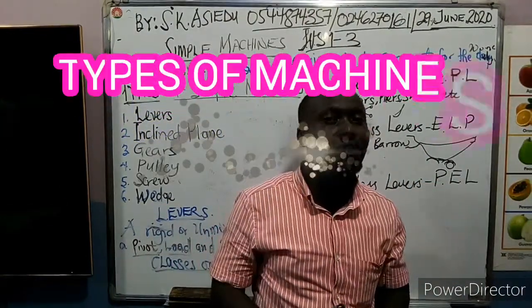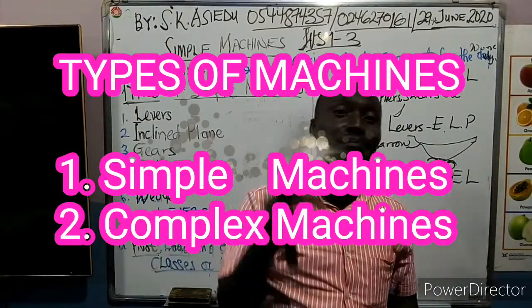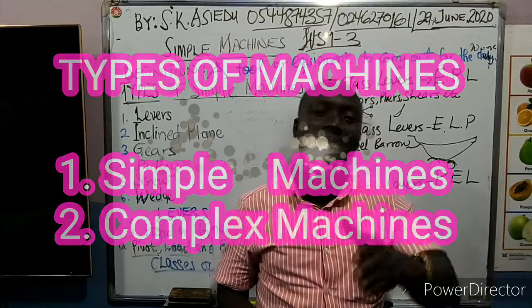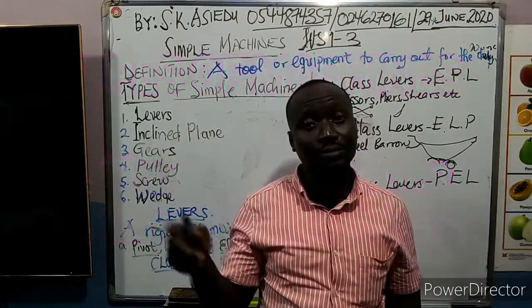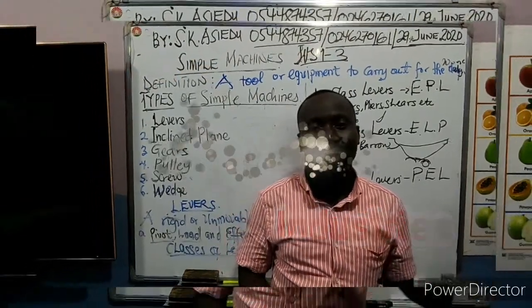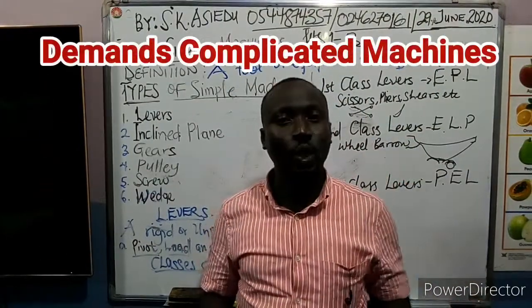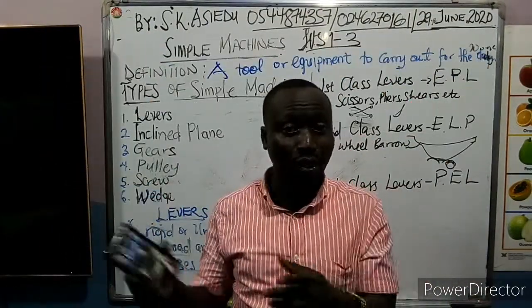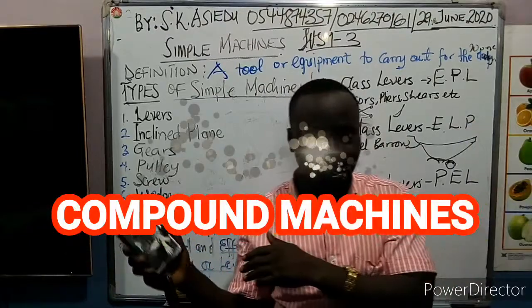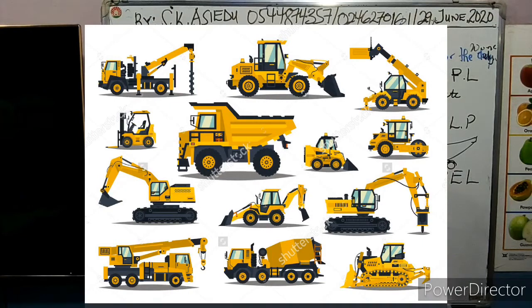Basically, there are two types of machines: simple machines and complex machines. Simple machines are used in our daily lives. Complex machines are used in companies, industries, and other places which demand complicated machines. We can also call complex machines compound machines. Examples are the tractor, the bulldozer, the forklift, and the blender. All these are complex machines.